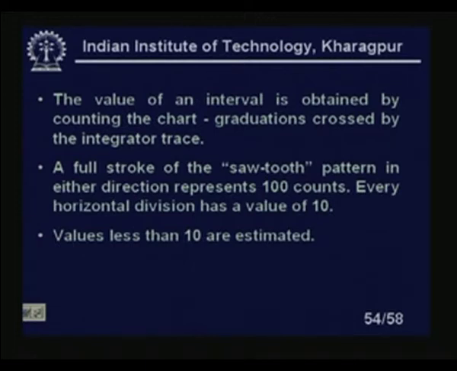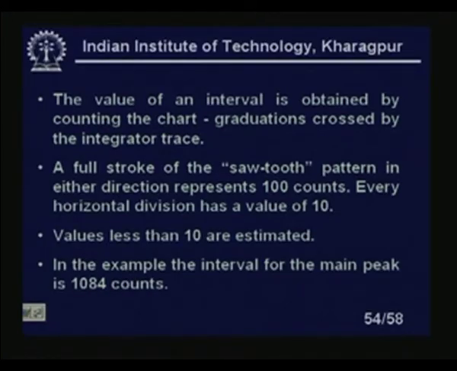Values less than 10 are estimated, that means only 10 is the minimum resolution we can get. So, if anything comes in between, that is to be estimated. In the example, the interval for the main peak is 1084 counts.